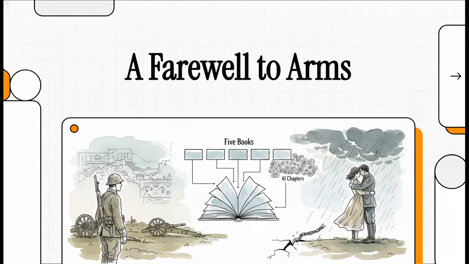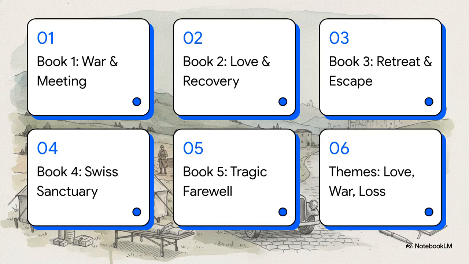And by breaking down this specific 41-chapter structure, we can see exactly how Hemingway builds tension, develops his characters, and ultimately delivers those devastating somatic blows. So let's unpack how he actually pulls this off. Okay, let's dive right into this.